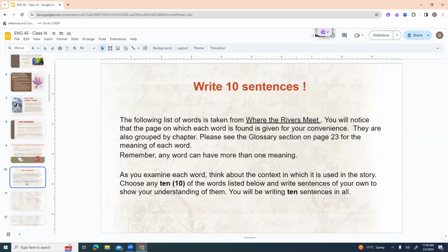Remember too, though, any words can have more than one meaning. In our glossary, we've picked the one meaning that was most relevant, but be aware that there might be other meanings that could also be related. As you examine each word, think about the context in which it's used in the story. Choose any 10 of the words listed below and write sentences of your own to show your understanding of them. You'll be writing 10 sentences all together, not for each chapter, but over the entire novel.